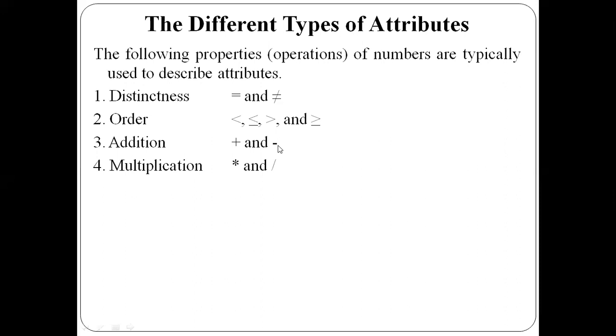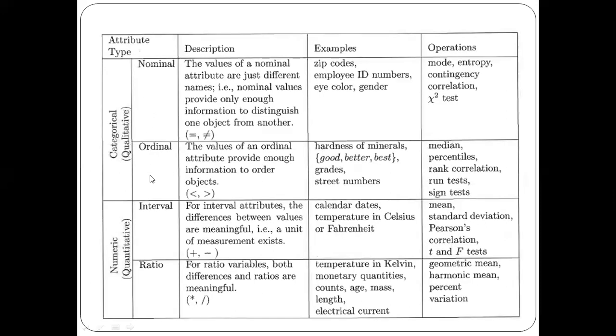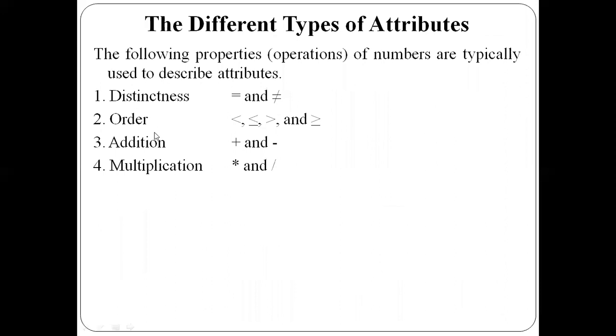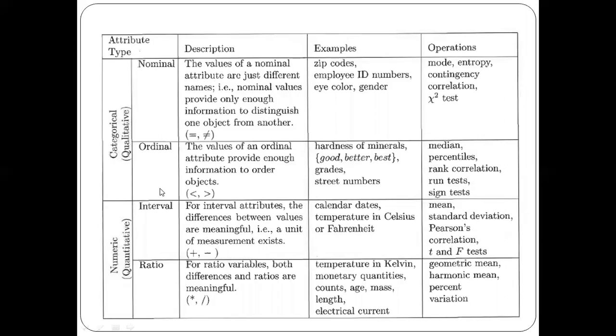So based on these properties, we will be classifying the attributes into 4 categories here. I'll just show that. So see here, these are the 4 different types of attributes which we have got based on the properties of the numbers, that is addition and multiplication, and then the distinctness and order. Based on this, we have got a total of 4 types of attributes here: nominal, ordinal, interval, and ratio. These are the 4 main types of attributes.